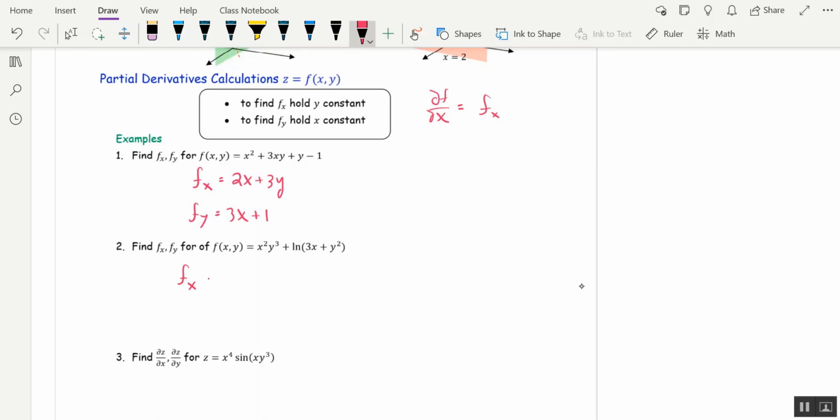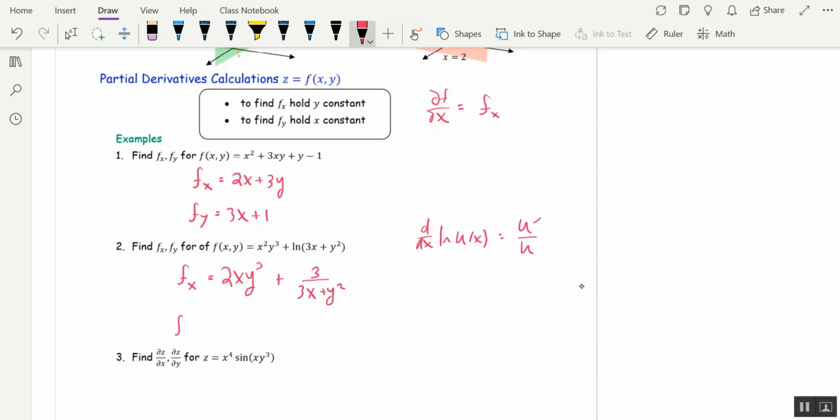F sub x is 2xy cubed, because y cubed is a constant, that just carries along, plus, now, remember the derivative of log, I'll give you the rule over here: d by dx of ln of a function of x, u of x, is u prime over u. So here we want on top the derivative of 3x plus y squared with respect to x. That's 3. And on the bottom we put 3x plus y squared.